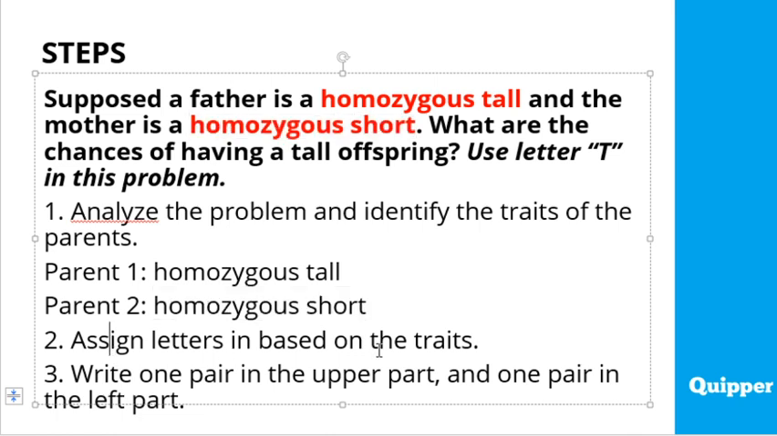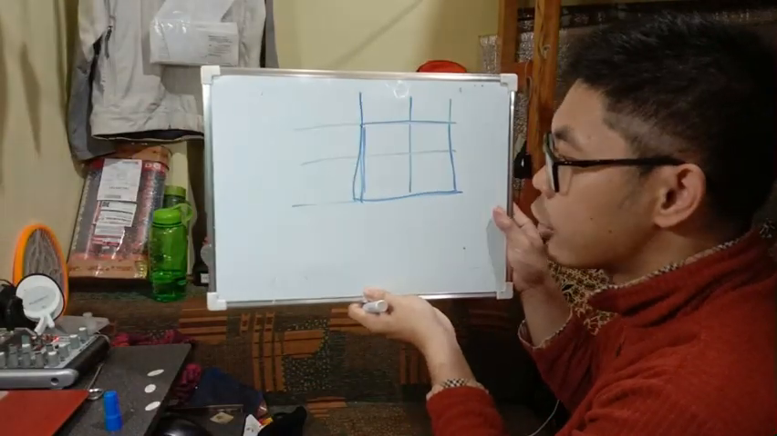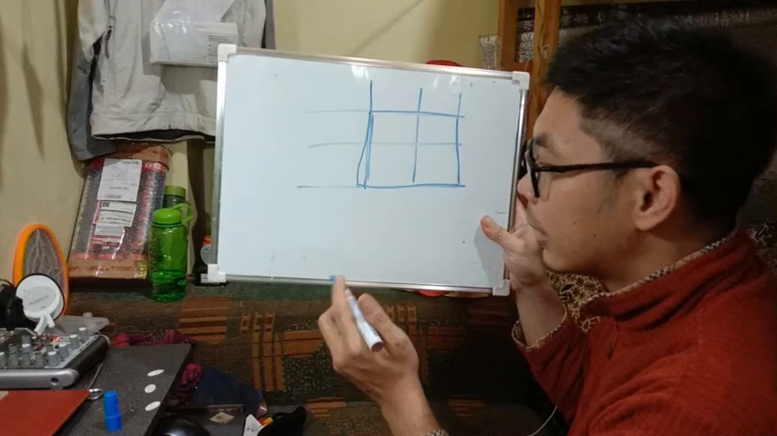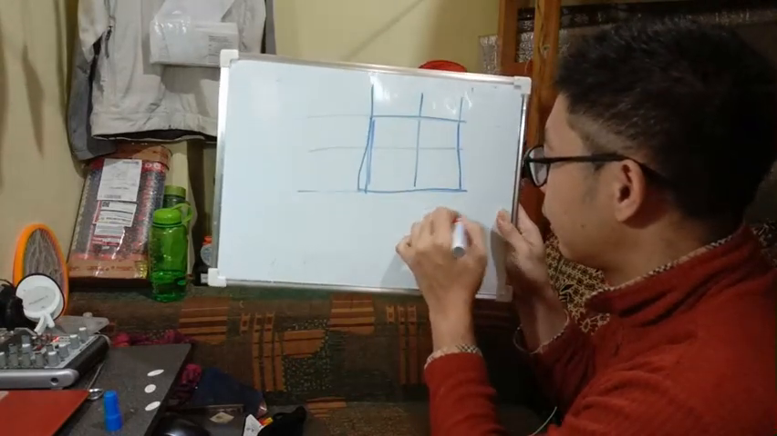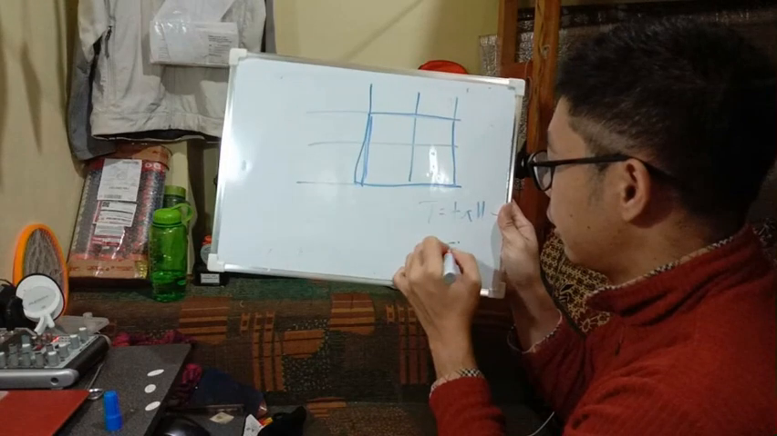Now, assign letters based on the traits we already have assigned. The capital T is tall and the small letter t is short. So let's interpret homozygous tall. Being homozygous, both letters should be in the same state. And when you talk about alleles, they should be a pair, right? So what do we do when it is homozygous tall? Homozygous means both the same, and tall. We know that capital letter T is tall and small letter t is short.